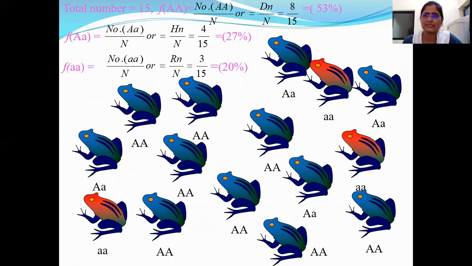Next one is heterozygous. Frequency of heterozygous genotype, that is number of heterozygous individuals upon total number of individuals. So we will have 4 heterozygous individuals, 1, 2, 3 and 4. So 4 upon total number of individuals, our total number of frogs are 15. So 4 upon 15 equals to 27%. Next one is frequency for homozygous recessive genotypes. So number of homozygous recessive upon total number of individuals present in the population, that is Rn upon N. Homozygous recessive genotypic frogs are 3, 1, 2 and 3. So 3 upon 15 equals to 20%. When we add this 53 plus 27 plus 20, we will have 100%.